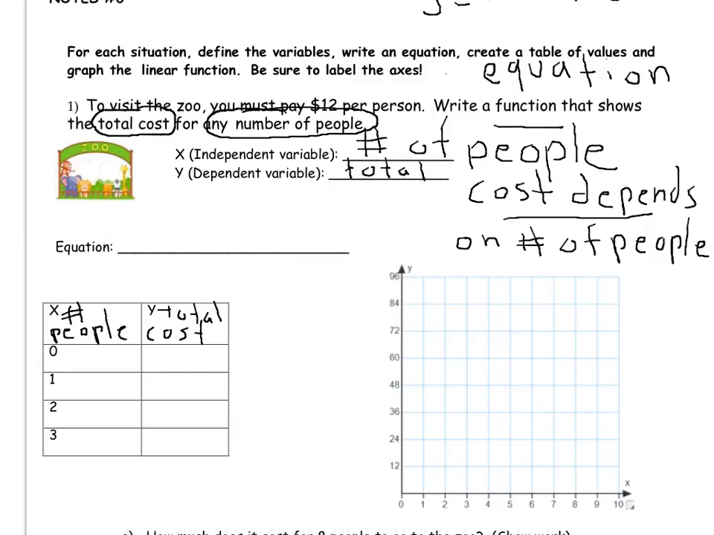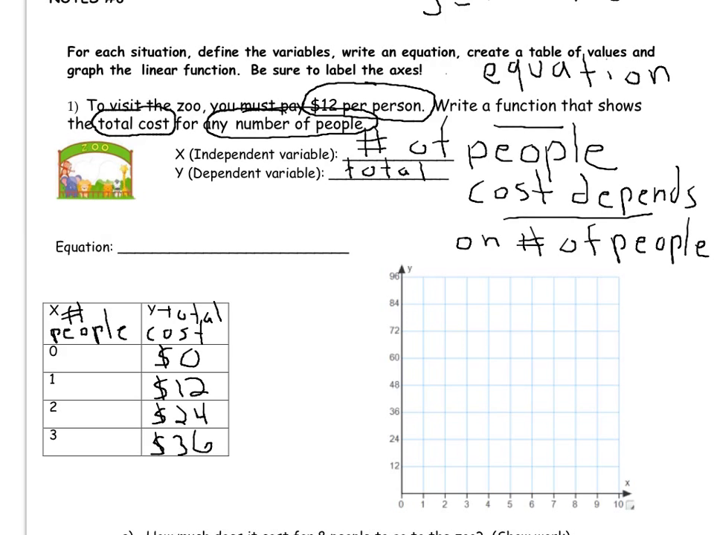Okay, so if we go to the zoo and we go back and read the problem, it says, to visit the zoo, you must pay $12 a person. So if 0 people go to the zoo, what's your cost going to be? $0. But if 1 person goes, the cost is going to be $12. 2 people go, the total cost will be $24. 3 people go, the total cost will be 12 times 3, 36.